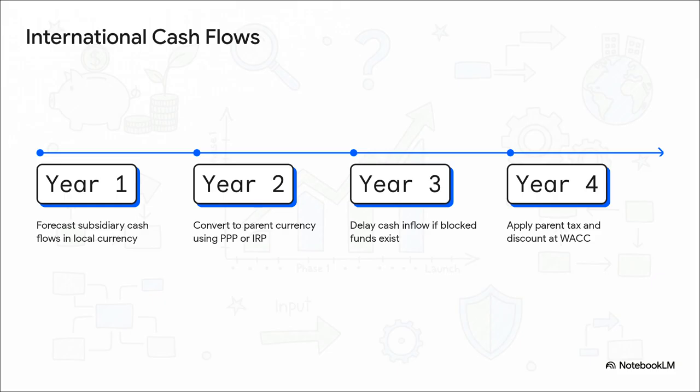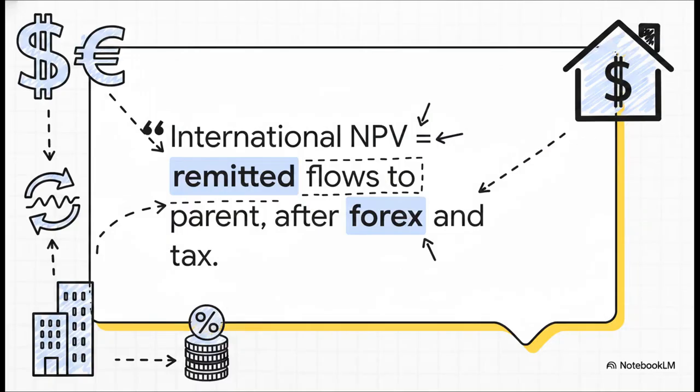Imagine your foreign subsidiary is printing money, making millions, but suddenly the local government freezes all foreign remittances. You literally cannot touch that cash. You have to step in and purposefully delay the cash inflow on your timeline until that restriction lifts, heavily discounting its value in the process. Finally, in year 4, you apply the parent company's tax rate and discount the whole shebang at the WACC. Here is the golden rule. International NPV equals remitted cash flows to the parent after Forex and withholding tax.